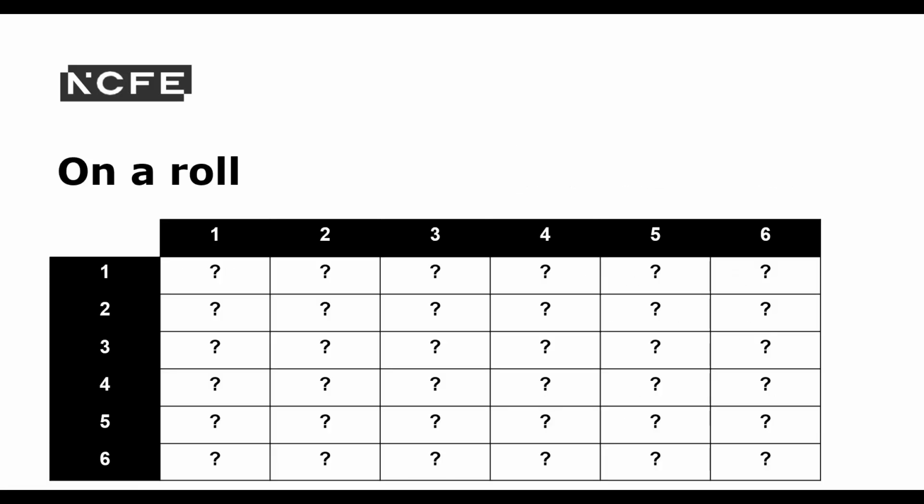Another strategy that I have used and that can be used includes a 6x6 grid, and it's referred to as on a roll. In each square, you can write a question or get learners to produce one of their own. Then a learner rolls the dice to get 2 numbers, a number for the row and a number for the column, and then the learners have to answer that question.